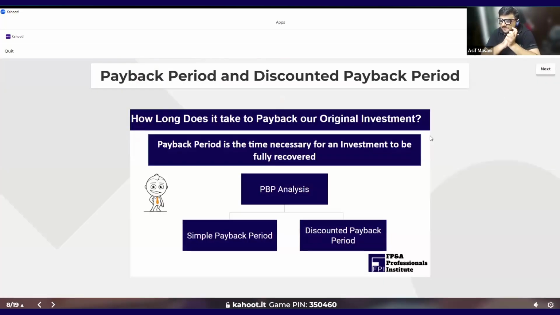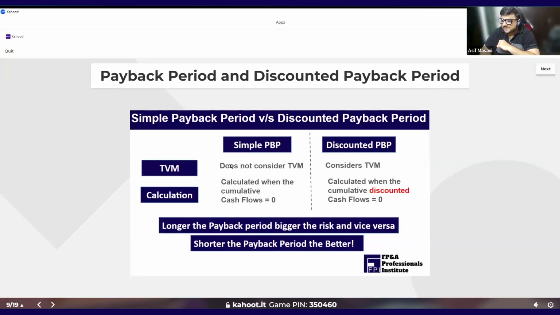So what is payback period? Payback period is usually the time. It's not a dollar calculation, it's a time calculation. It's the time necessary for any investment to be fully recovered. Usually there are two types of payback period you calculate. You can calculate either a simple payback period or a discounted payback period. Your simple payback period does not take into account the time value of money, while your discounted payback period considers time value of money. That was the question that was asked.